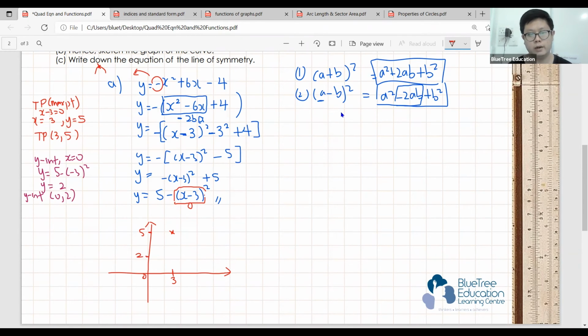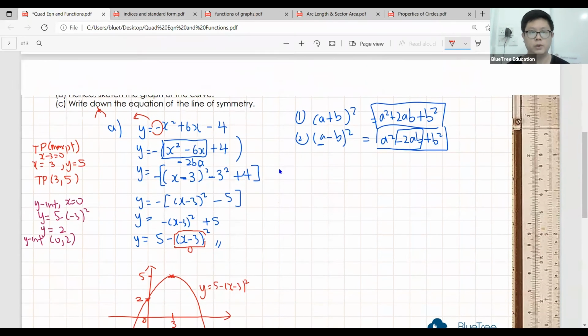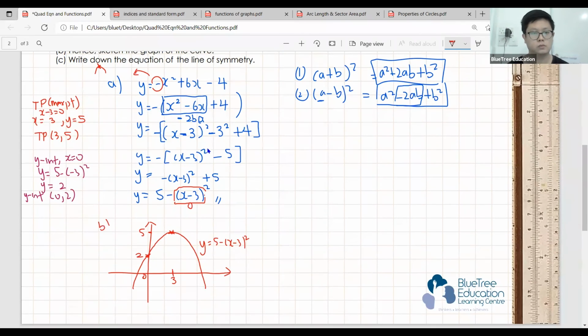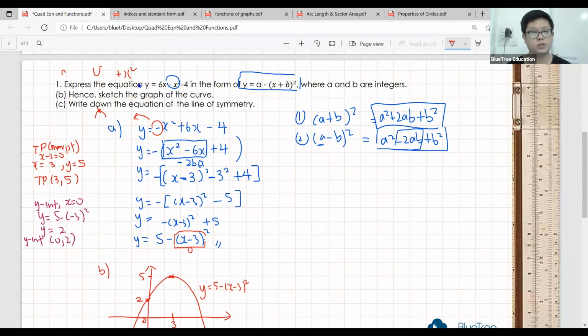All right, so once you have the maximum point as well as you mark the y-intercept, you can then begin to draw this graph. Remember, it's just the shape of a frown. And there we go. We got the sketch. I think we didn't label question A for this one.